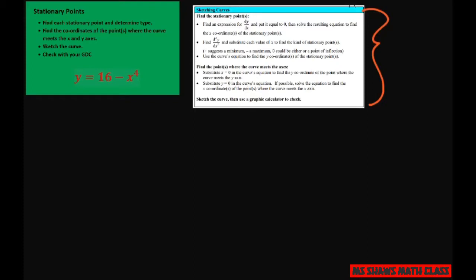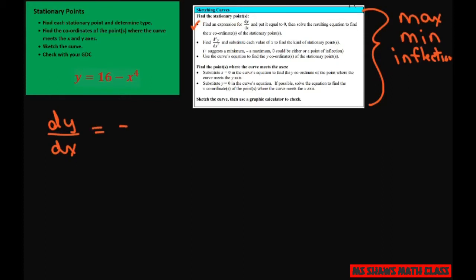And the first thing we're going to do, the stationary points can be either a maximum, a minimum, or an inflection point. So let's look and see what we have. So the first step is to take the derivative of our curve, and we're going to get negative 4x cubed.